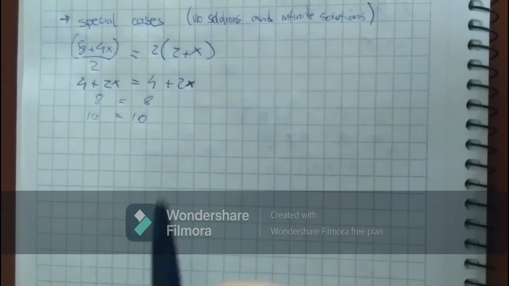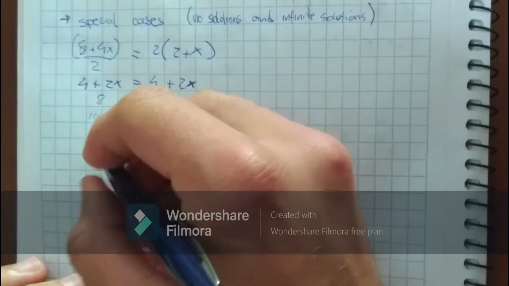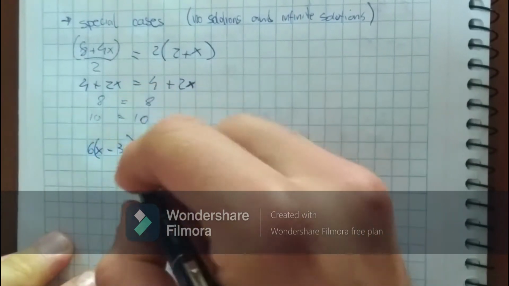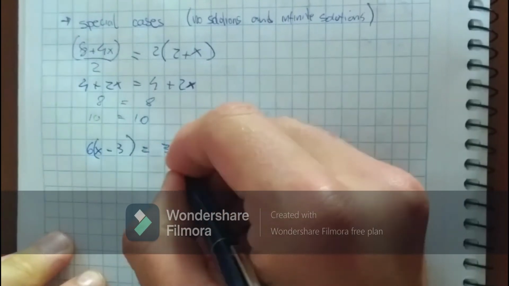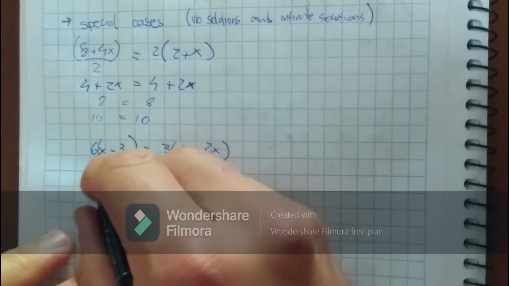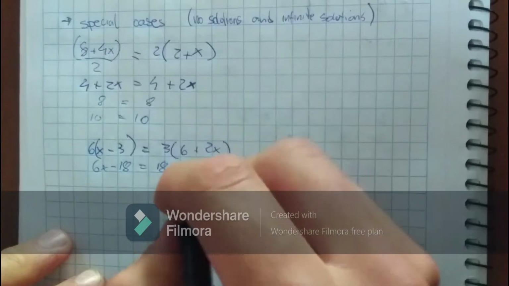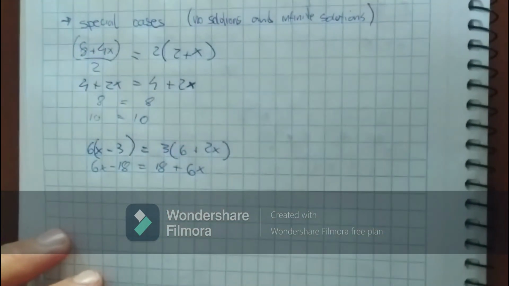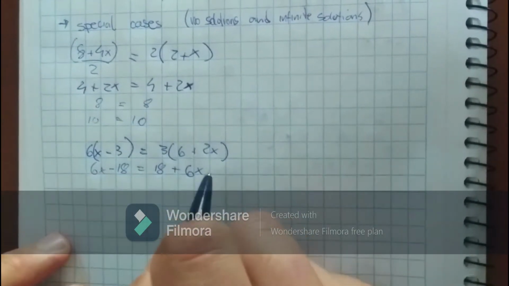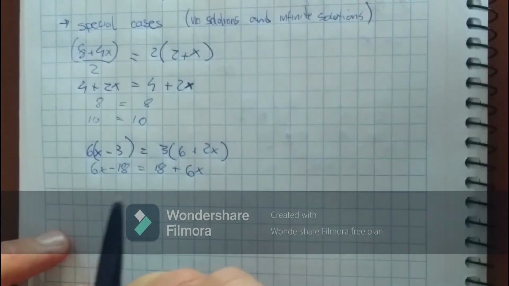Now, let's check out the second case of a special case. So let's see here. I have 6 times (x minus 3) equals 3 times (6 plus 2x). So I distribute this: 6x minus 18 equals 18 plus 6x. Okay, so are these the same? Well, no, because in this case, the 6x is the same, but here is minus 18 and here is plus 18.